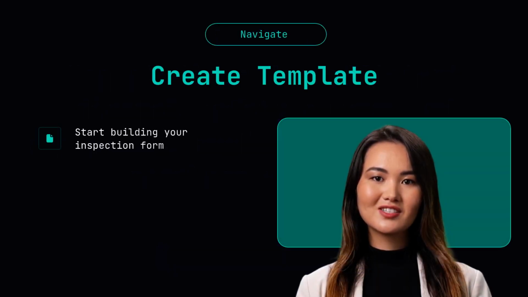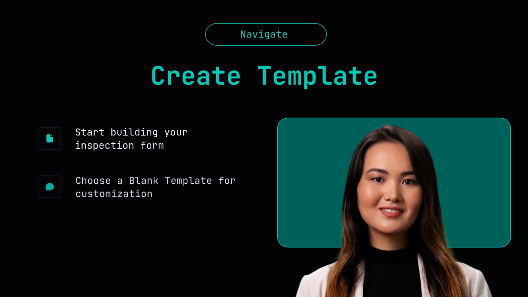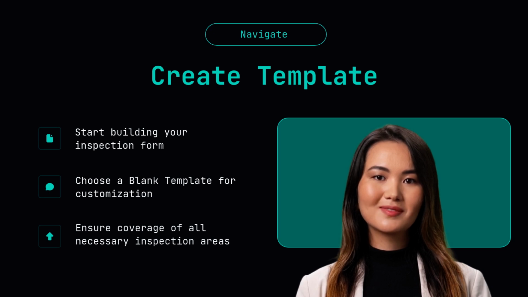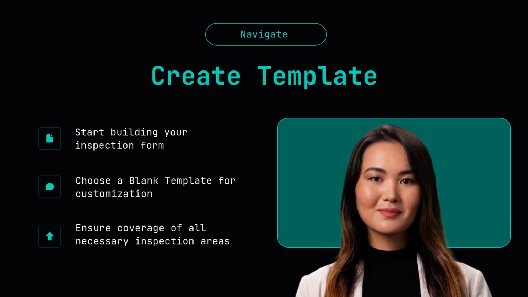Navigate to the Templates section in the app. Tap Create Template to start building your inspection form. Choose a blank template to create your daily workshop inspection. This allows you to customize it from scratch. Ensure it covers all necessary areas.